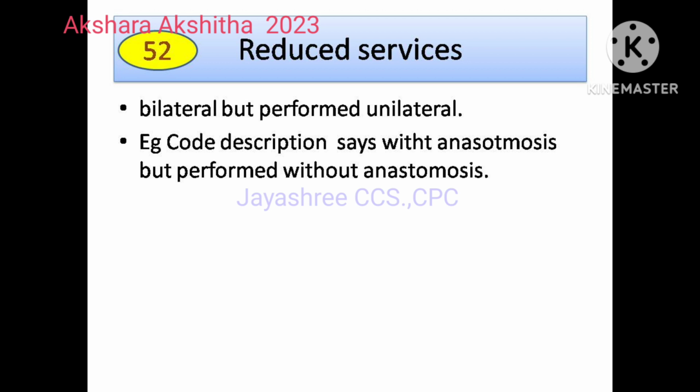Another example is colectomy procedures. For that procedure, the doctor should do an anastomosis. Sometimes the doctor may not do the anastomosis, and in those circumstances the service is partially reduced. Anastomosis not done, so in those cases we need to append the 52 modifier to the main procedure.